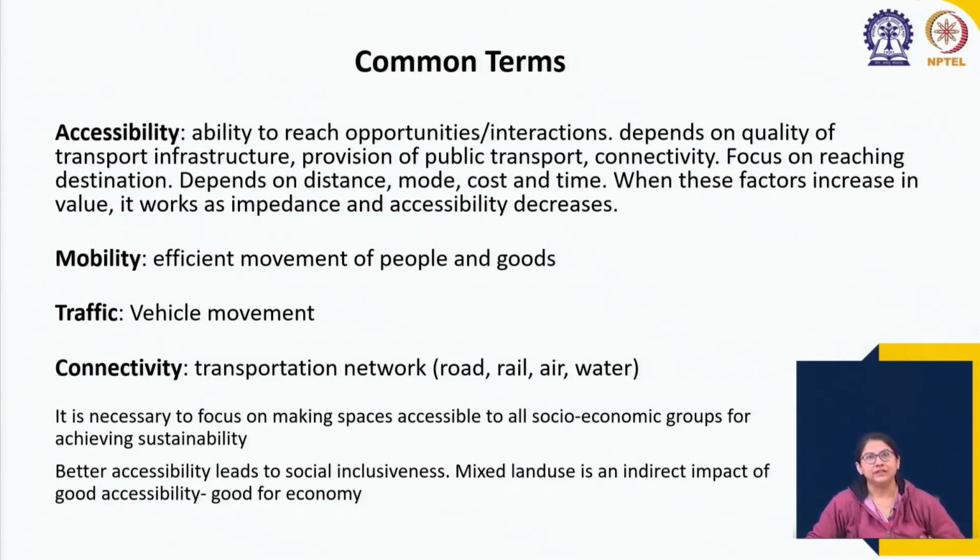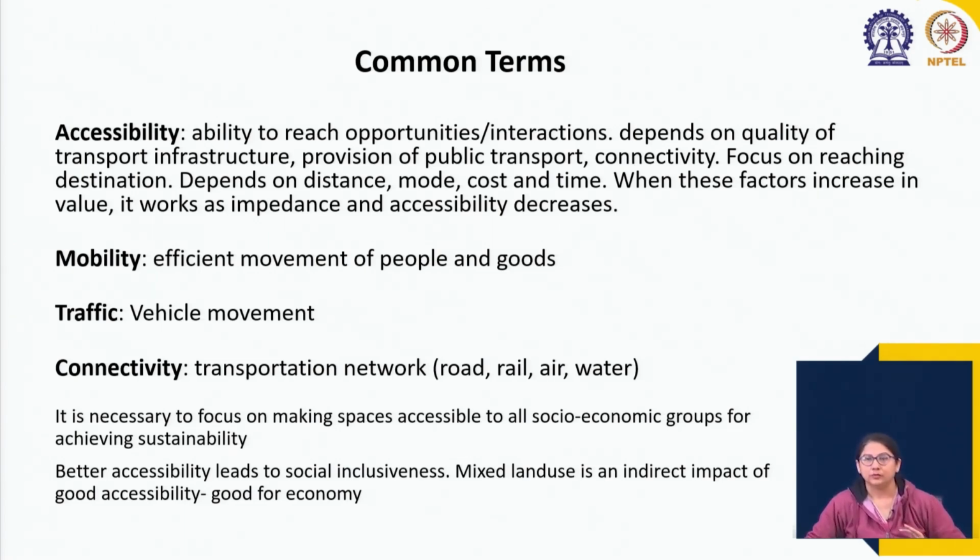The focus is on reaching a destination, thereby accessibility depends on distance, the available modes, the cost associated with availing different modes, and the time associated with availing different modes as well. So, when each of these factors increases in value, they work as an impedance and the overall accessibility decreases. For example, if distance increases between origin and destination, the accessibility decreases.